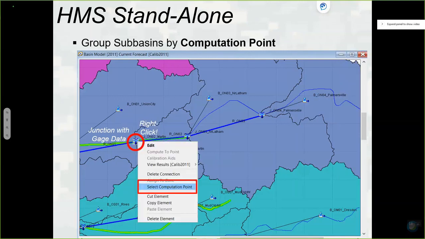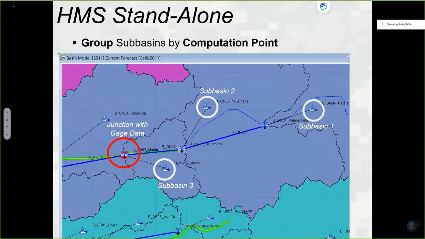To do this, you can simply right-click on the junction and select computation point. This then turns the junction icon to a red shade, which denotes that it's been marked as a computation point. Flagging this junction as a computation point then groups the subbasins located upstream of the junction together into a group that's associated with this point.